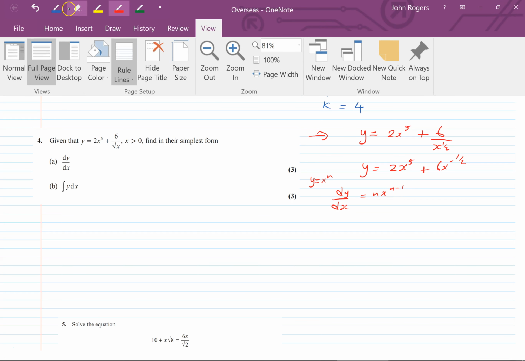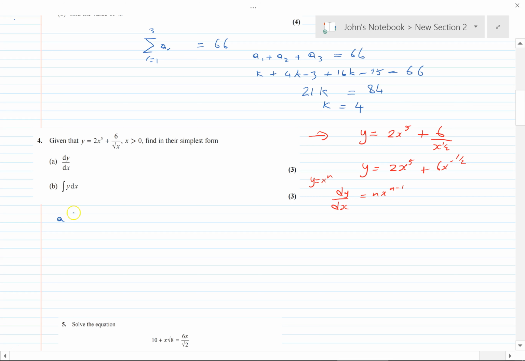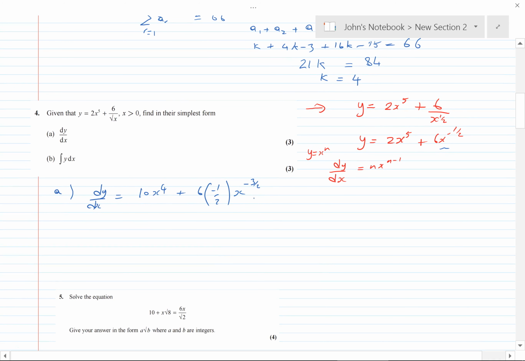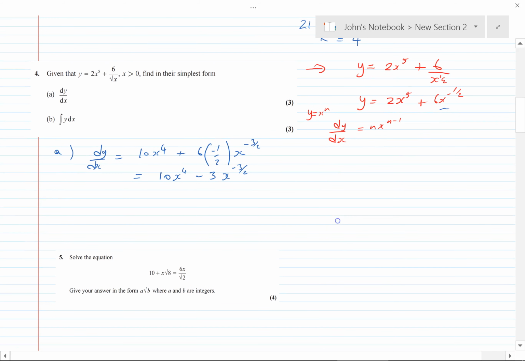So let's just do it. We've got part A, dy by dx is equal to 10x to the 4 plus 6 times minus a half from this times x. Now minus half take away 1 is minus 3 over 2. It does want it in its simplest form, so we're not going to get full credit for that. Now 6 times minus half is minus 3. So it's 10x to the 4 minus 3x to the minus 3 over 2. Okay, that's the first part.